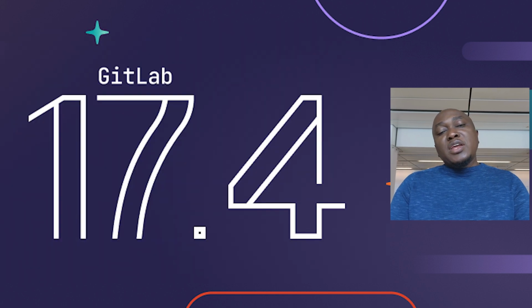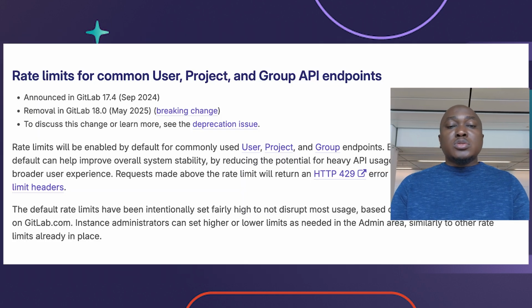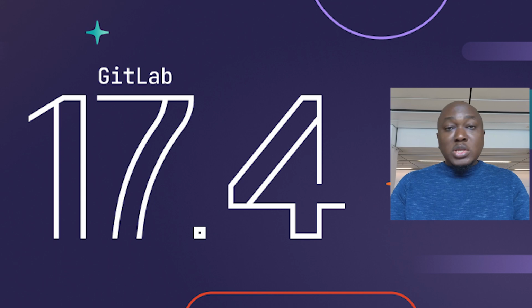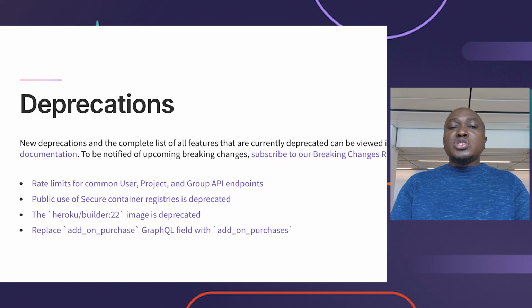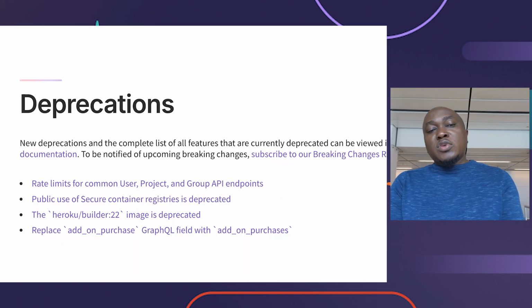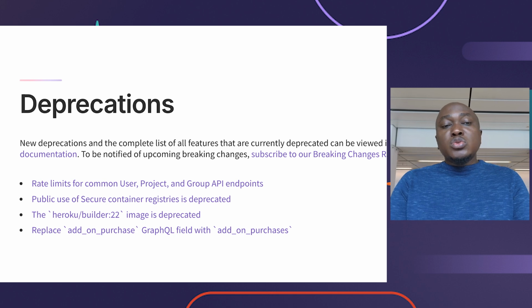Now, let's check out some of the deprecations that have been announced in 17.4. First, we've added rate limits to commonly used user, group, or project endpoints. This is to ensure stability and reliability of GitLab instances. If your workload includes heavy usage of these endpoints, you might want to ensure your application can manage these limits.